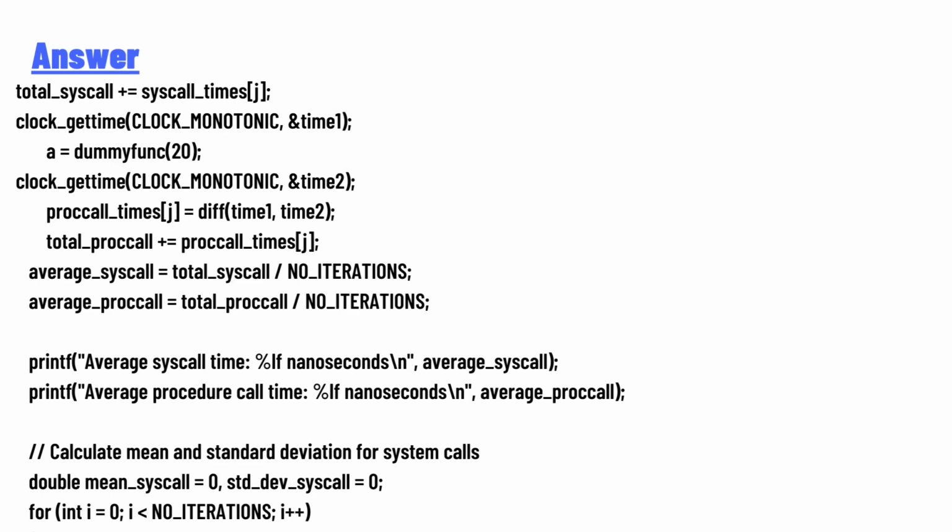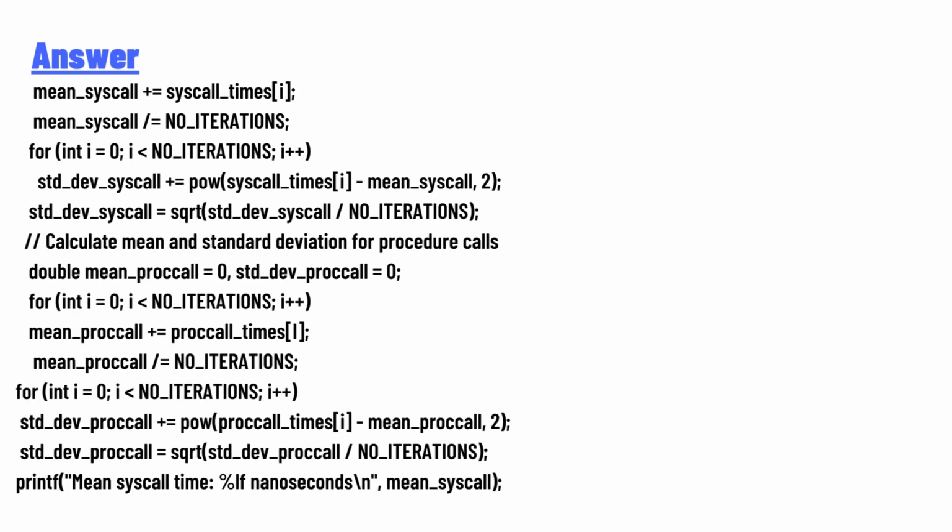Calculate mean and standard deviation for system calls. double mean_syscall = 0, std_dev_syscall = 0; for (int i = 0; i < no_iterations; i++) mean_syscall += syscall_times[i]; mean_syscall /= no_iterations; for (int i = 0; i < no_iterations; i++) std_dev_syscall += pow(syscall_times[i] - mean_syscall, 2); std_dev_syscall = sqrt(std_dev_syscall / no_iterations).